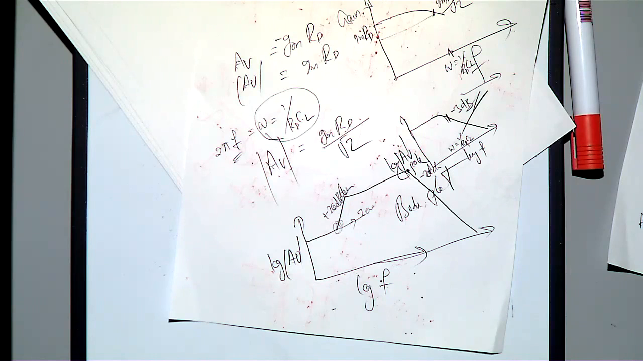We have no zeros, meaning we don't have the zero where the slope increases plus 20 dB per decade. So we have only one pole, no zeros, at 1 by RDCL. The slope drops from 0 to minus 20 dB per decade as we pass through omega P1.